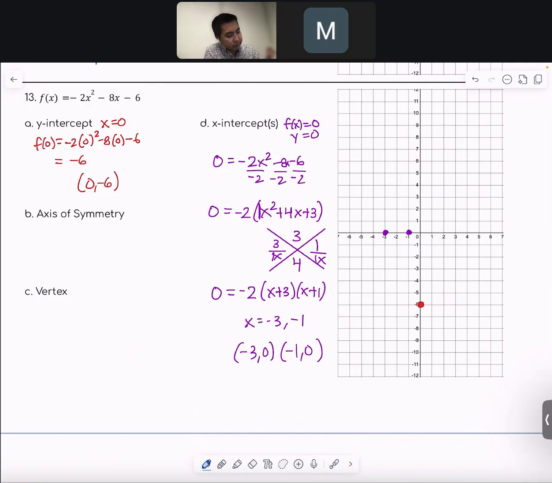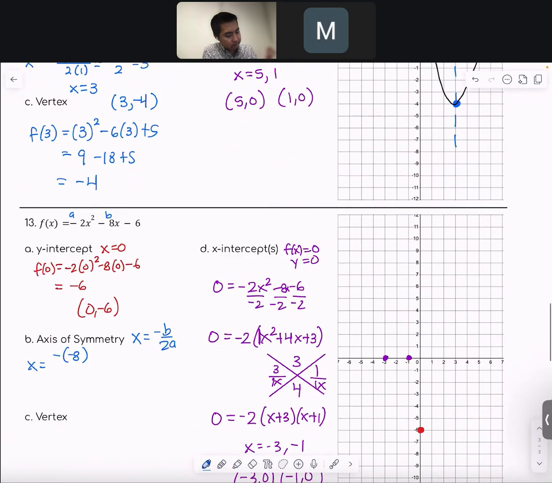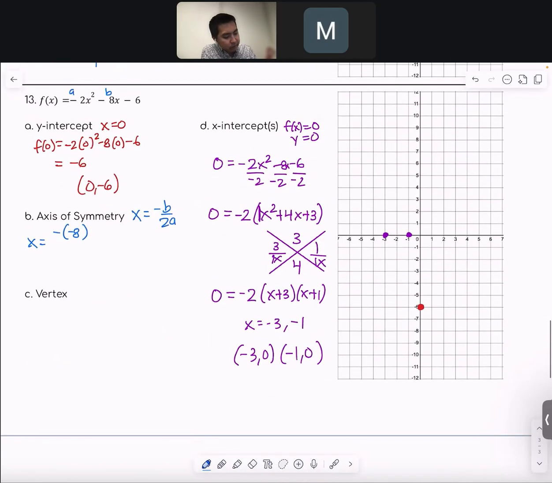Okay, axis of symmetry time. X equals negative b over 2a. Here's your a value, this is your b value, right? So x equals negative 8. Should I write down the formula? No, it's okay. Negative of negative 8 over 2 times negative 2. There are a lot of negative signs, so you just have to take your time. A negative times a negative makes this a positive, and 2 times negative 2 is negative 4. Axis of symmetry is x equals negative 2.